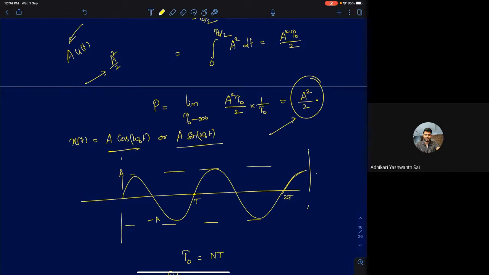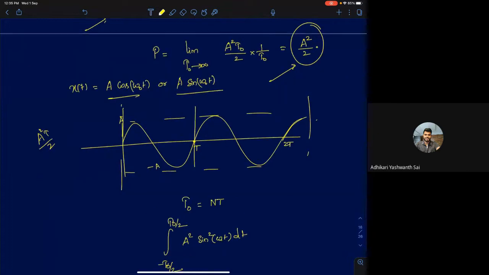Just a few moments ago, we computed the energy of a signal which was lasting only for T seconds. If you recall that result, what was the energy in T seconds? It was A squared T by 2, if I compute the energy in T seconds.